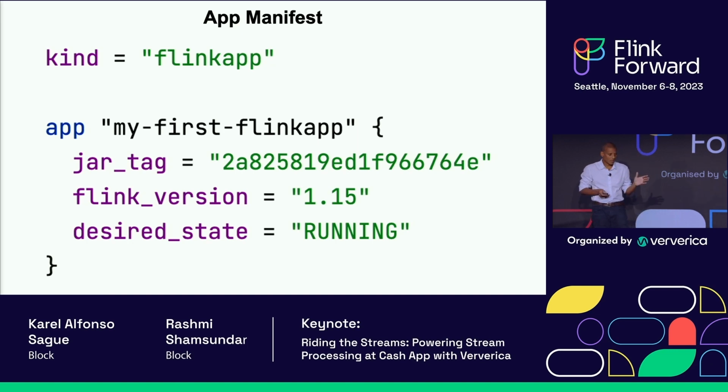But this is very simple. It uses the HashiCorp configuration language. It could be any configuration language for that matter. But it allows you to define multiple Flink applications. And to get started, you only need to provide the build binary version from your build pipeline, the Flink version that you're going to use, and the desired state of the application. So just with this minimal manifest, our provisioning tool will create a Flink cluster in Kubernetes through Ververica.